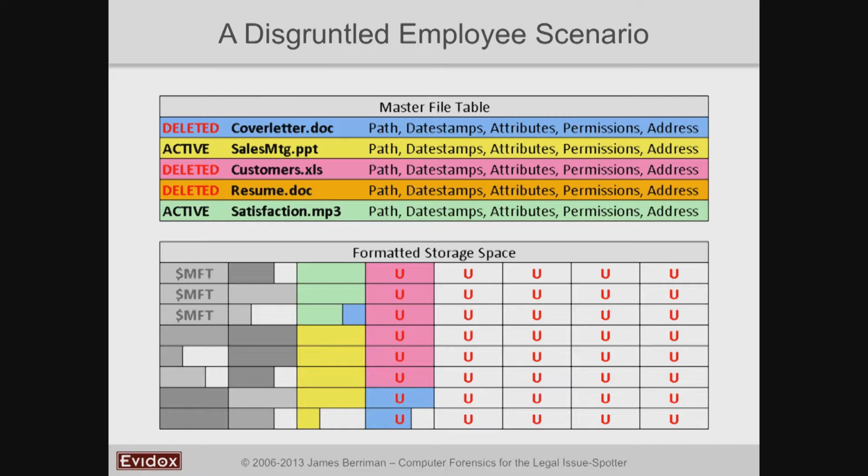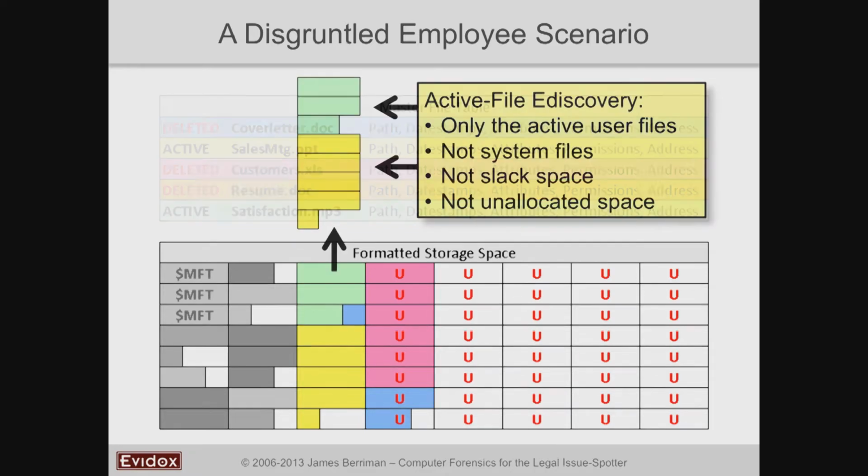So, active or forensic e-discovery? Let's look at the difference. If we did active file e-discovery, we'd end up with the two active files, plus whatever system files we might want, which is the MP3 and the PowerPoint.